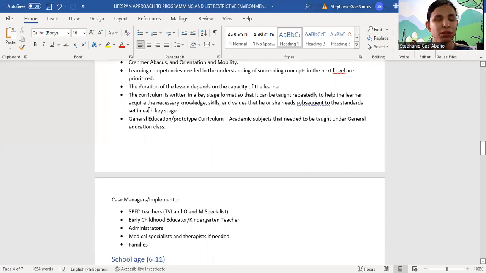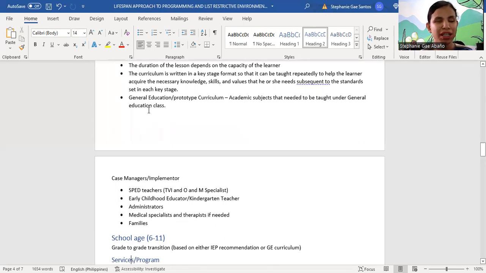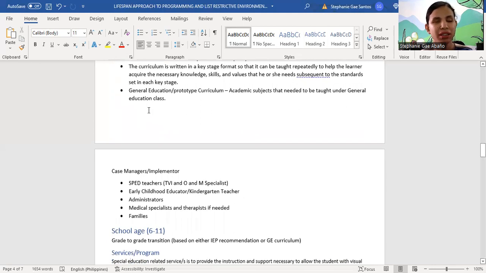Another stage we go to now is school age, which is ages 6 to 11 years old. The transition now is on a grade to grade basis, still based on IEP recommendation and promotion of the general education curriculum.